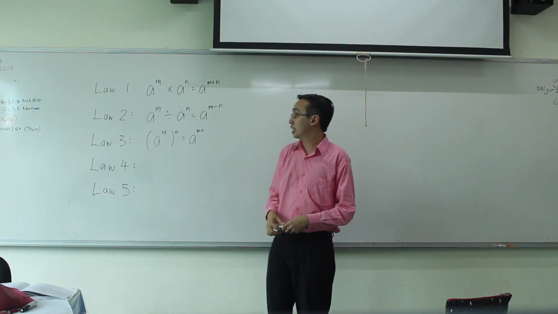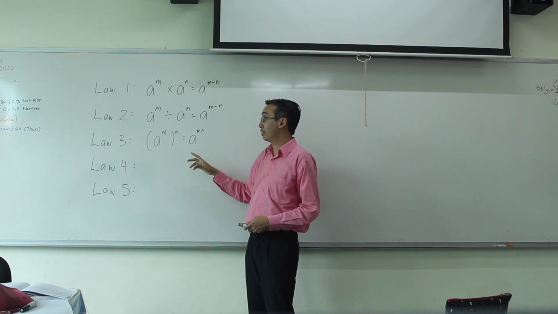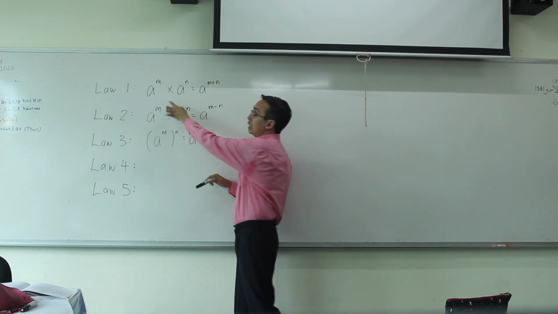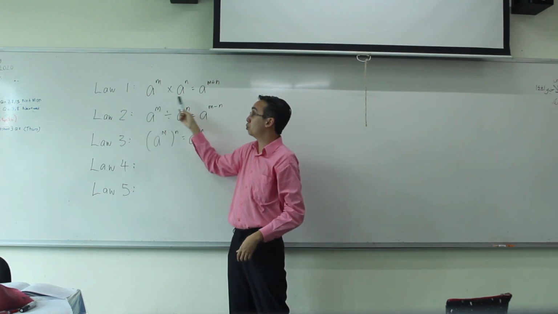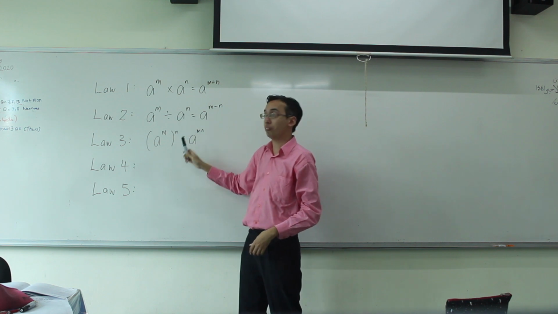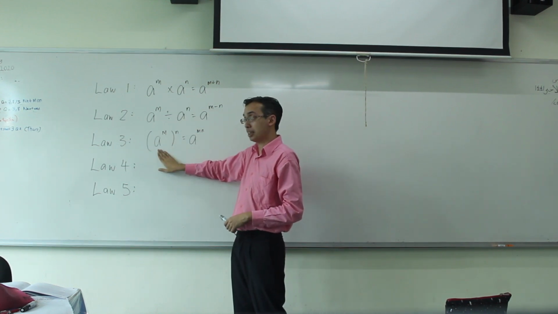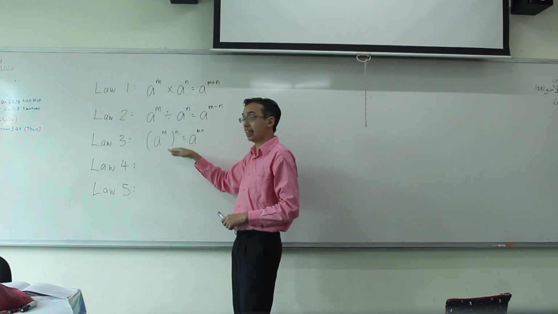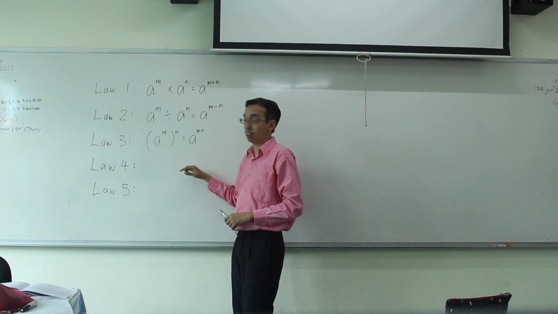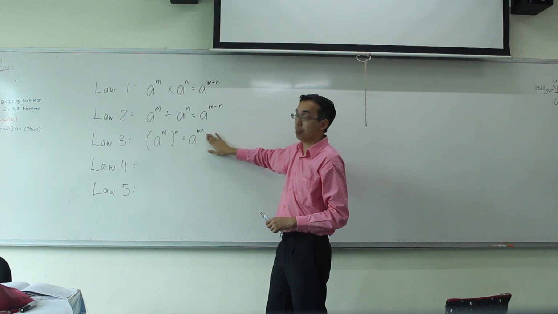Right, for this one, we are now at indices law number 3. Law number 3 is slightly different. If you look at law number 1 and number 2, they both involve at least two terms. But for law number 3, there's only one term involved, just one base, A, for example. A to the power of m, and then we bracket it and put it to the power of n. They say that it becomes A to the power of mn.